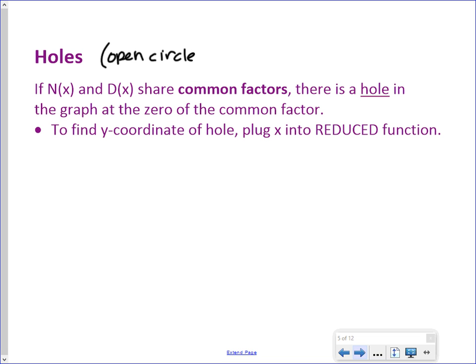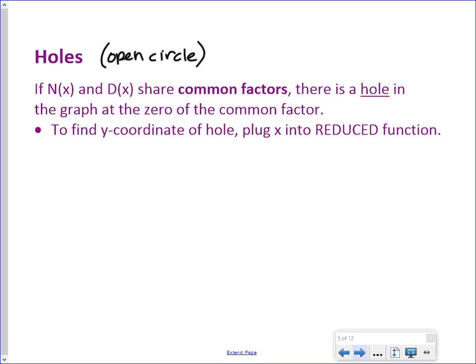is going to be represented by an open circle or open dot. So it literally is just like a point that isn't there. And since it's a point, it needs to be an ordered pair, so it has to have an x and it has to have a y. You can find the x by looking at the 0 of the common factor. To find your y, you'll plug that x into your reduced function and evaluate for y. So we'll do an example. You'll see this happen. But you just plug your x back into your reduced function.